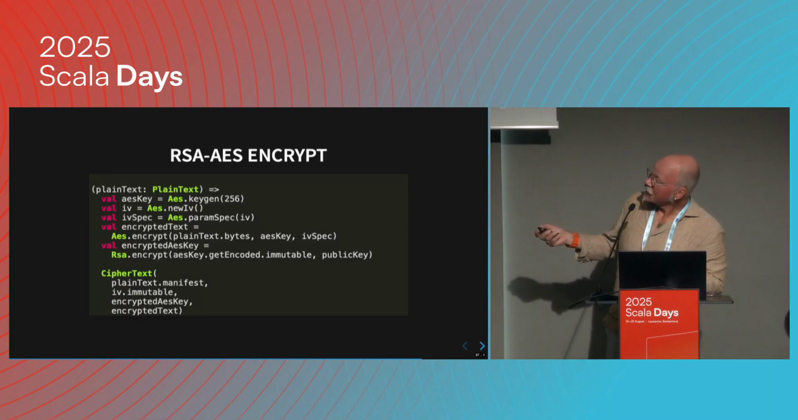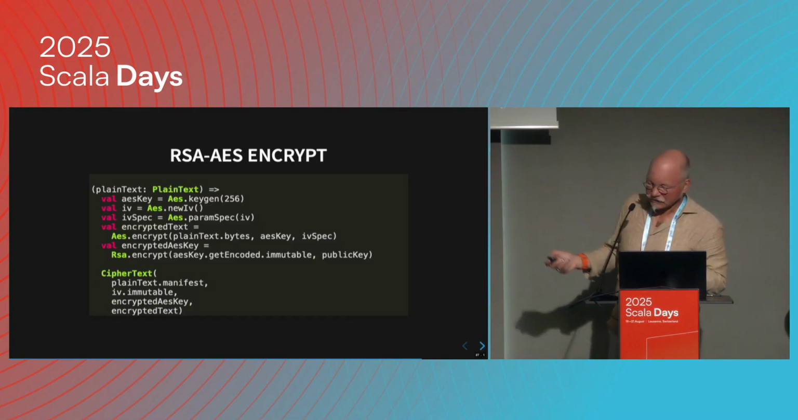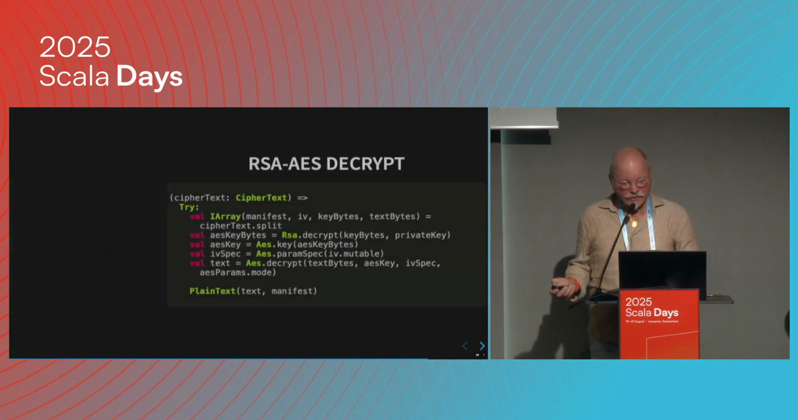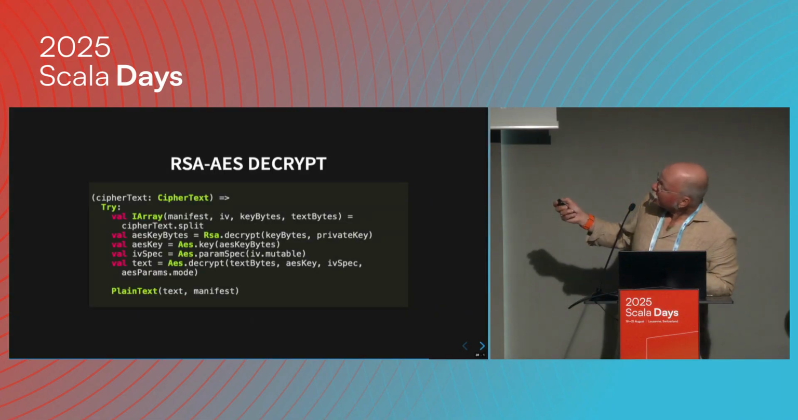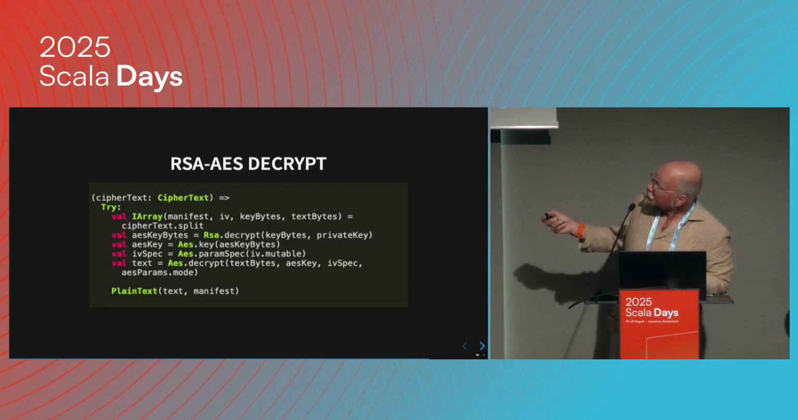And we put everything in here: the plain text, the IV, the encrypted key, and the encrypted text. Decrypt, well, use the split function to get out the parts, decrypt the key, create the key from the bytes, get the IV to get the spec, do the decrypt from the trait, and then we get back the text and we return this.